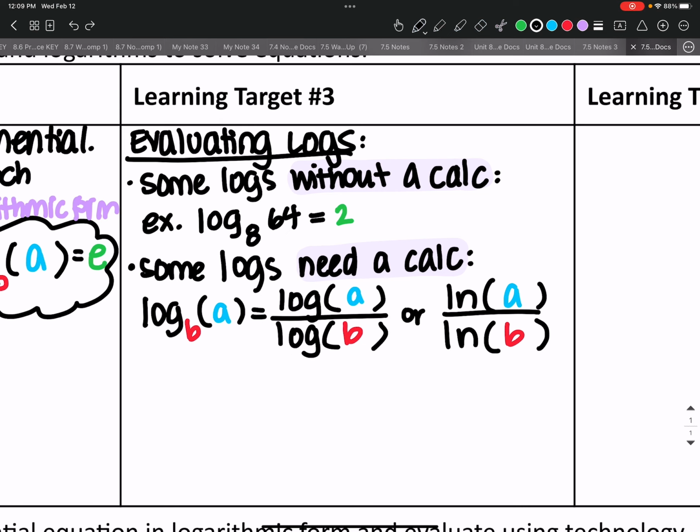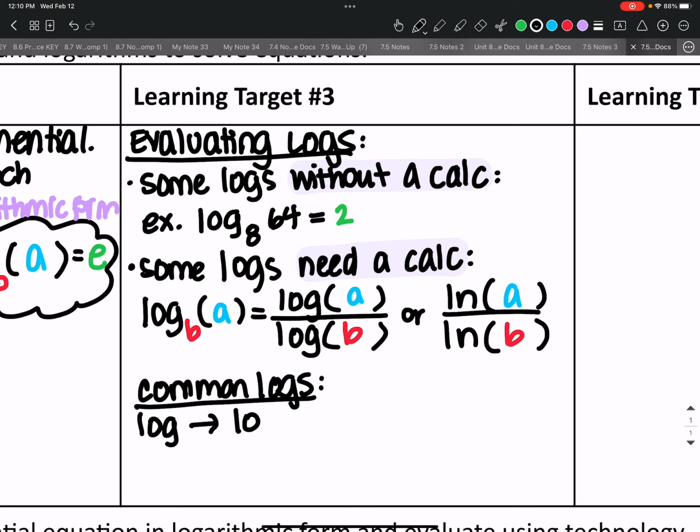So that's how you use your calculator. And then that brings me to my next point, which is common logs. Common logs are the two that are in your calculator. It's the one that's log base 10, or you'll just see it in your calculator as log. This means log base 10.